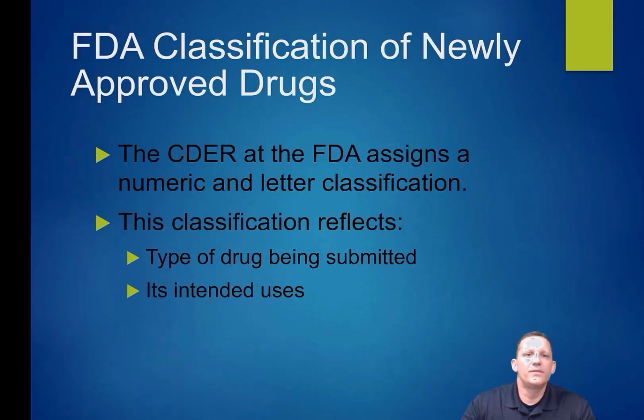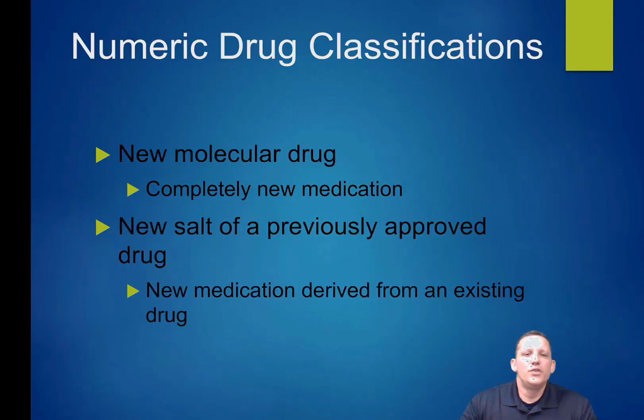For the FDA classification of newly approved drugs, they are assigned a numeric and letter classification, and this is based on the type of drug that's being submitted and its intended uses. They're going to use new molecular drugs and completely new medications, a new salt of a previously approved drug, and then a medication derived from an existing drug. So that means that perhaps they have a drug whose chemical structure they alter. It becomes a new drug, but it was based off of the previous one. It is now going to have a new classification and its own FDA approval.